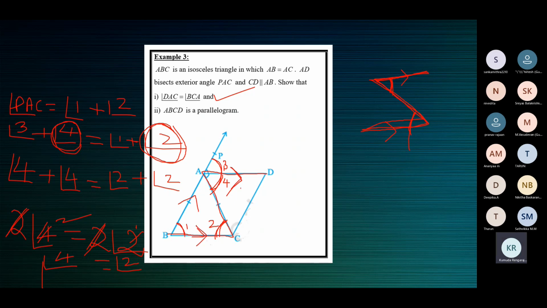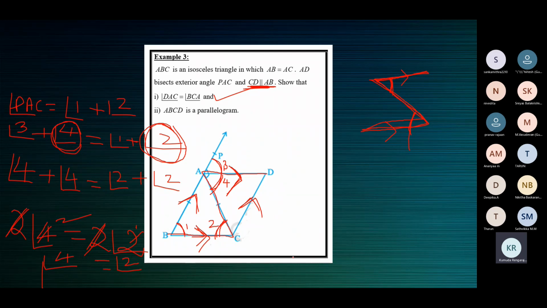But we already know that AB is parallel to CD, which is given to us in the question. Now, because alternate interior angles are equal, the other pair of opposite sides is also parallel. So by definition, a quadrilateral is a parallelogram when both pairs of opposite sides are parallel.